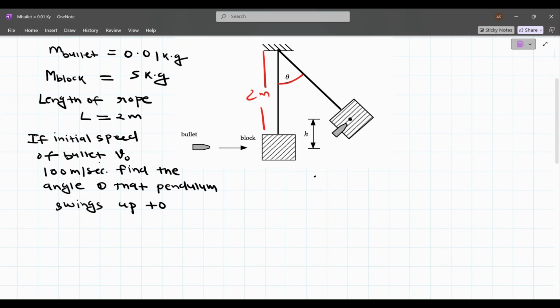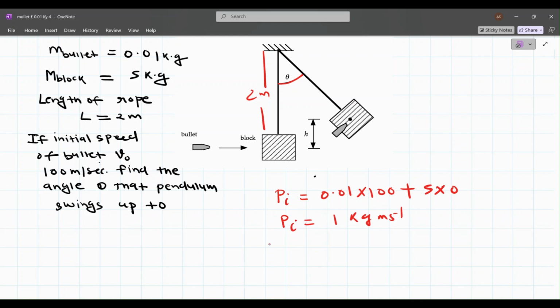So we are going to use the concept of conservation of momentum. We're going to find the initial momentum of both the bodies. The initial momentum of the bullet is going to be the mass times velocity, which is 0.01 times 100, and the mass of the block is 5, but it is at rest, so it's going to be 0. So the initial momentum is 1 kg meter per second.